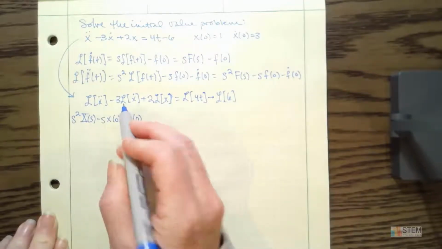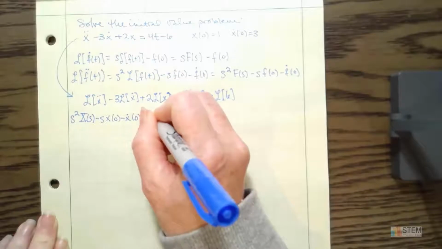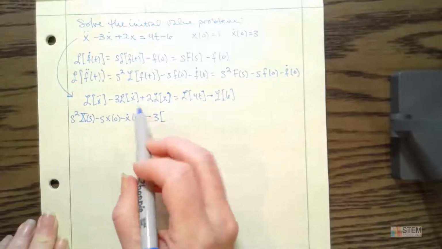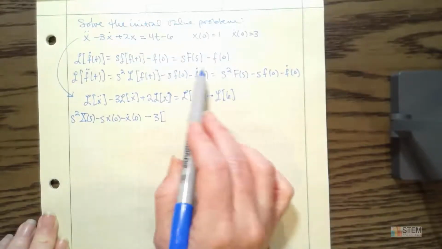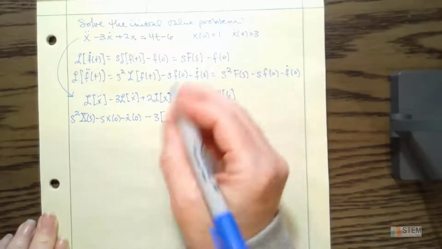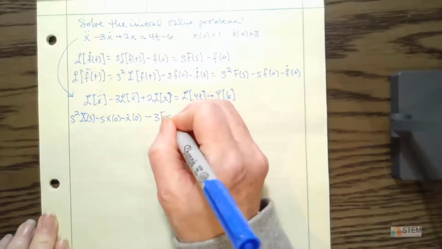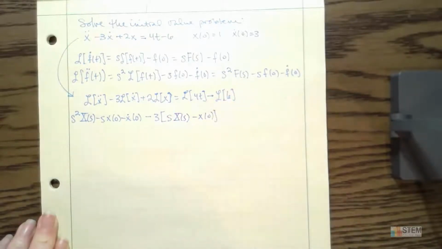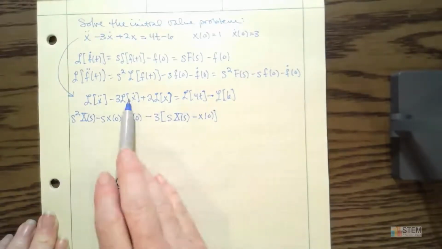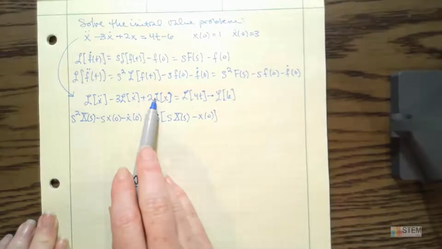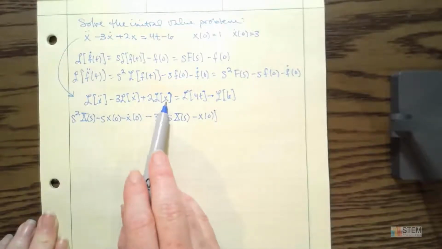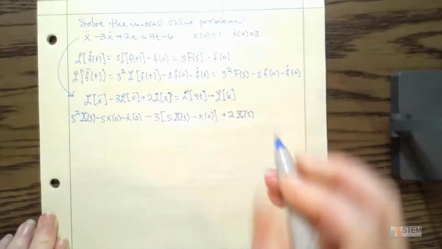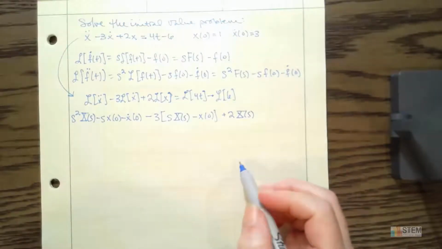Now we move to the next term. So now I'm going to have minus 3 times the Laplace of x dot. Well, the Laplace of x dot is going to use an equation like this, right? So instead of putting f, though, we're going to put x. So we're going to have minus 3 times s X of s minus x at t equals 0. So this right here takes care of this term. Now we go to the next one. So this is just plus 2 times the Laplace of x. Well, the Laplace of x is just going to be capital X of s. So now we've got plus 2 capital X of s.